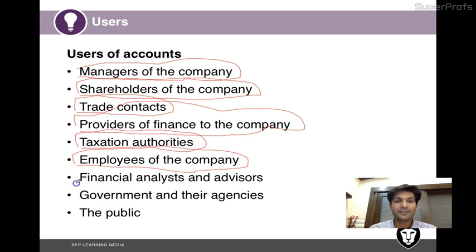And then we have another user known as financial analysts and advisors. So what they do, they basically work for various broking firms. They look at the company's financial statements, and then they try to find out whether the company is a good investment or not. That means they give advice to investors whether they should or should not buy the company shares. Okay, so we call them financial analysts.